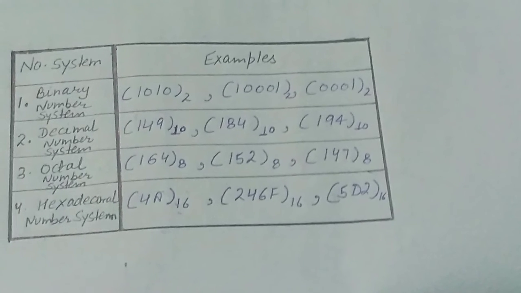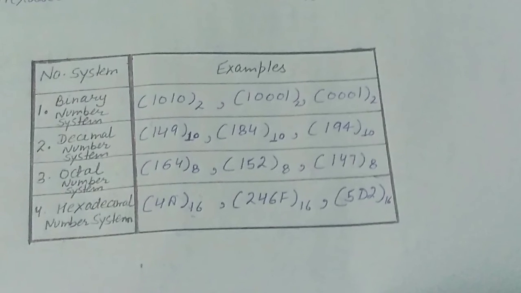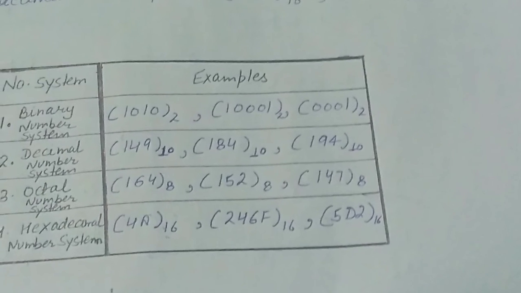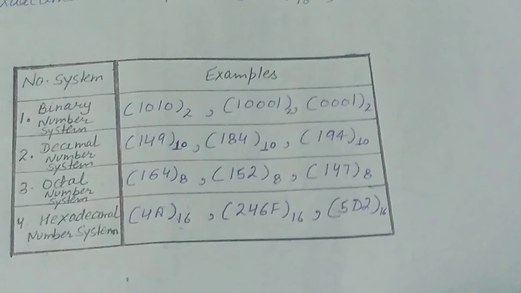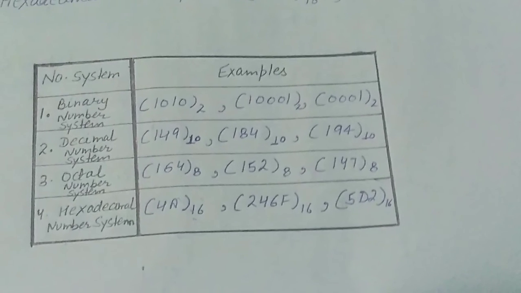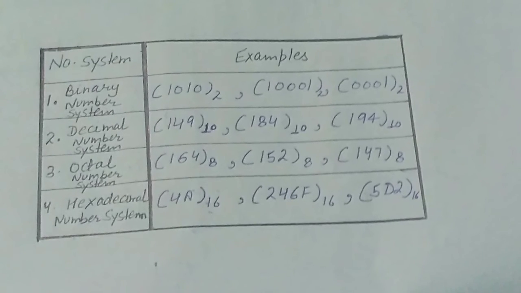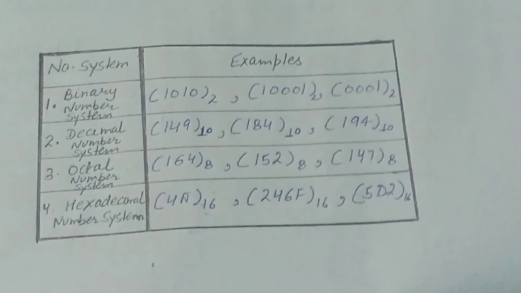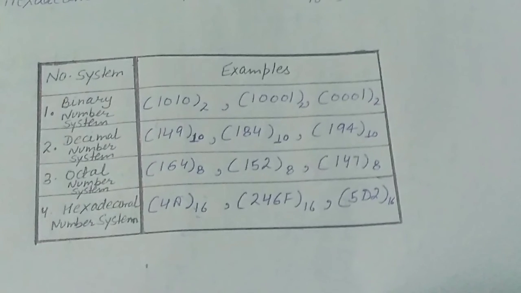Next one is your octal number system. Octal means 8. So base of octal number system is 8. So you can see examples here: 164, 152 and 147. Okay, अगर यहाँ पे 148 होता है या 149 यूज होता है तो वो ऑक्टल नंबर सिस्टम नहीं कहलाएगा क्योंकि उसके अंडर सिर्फ 0 to 7 यूज होगा.